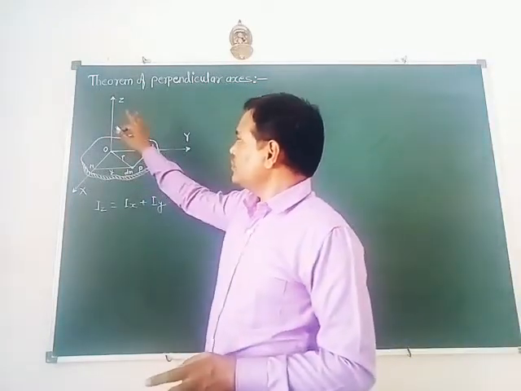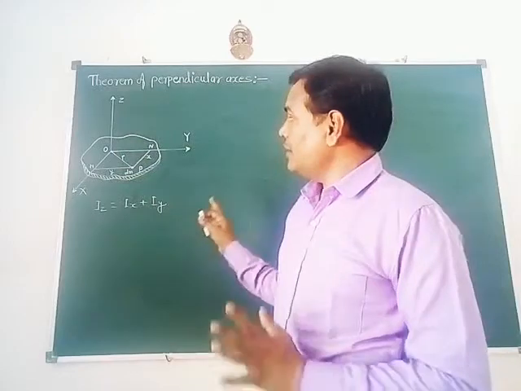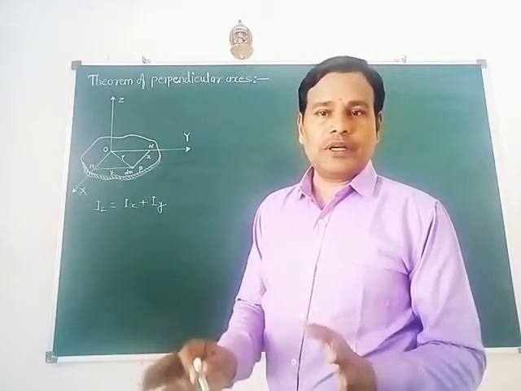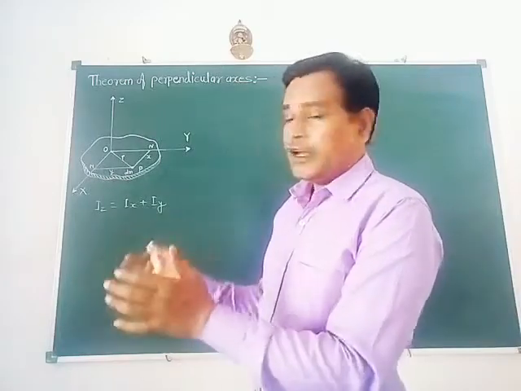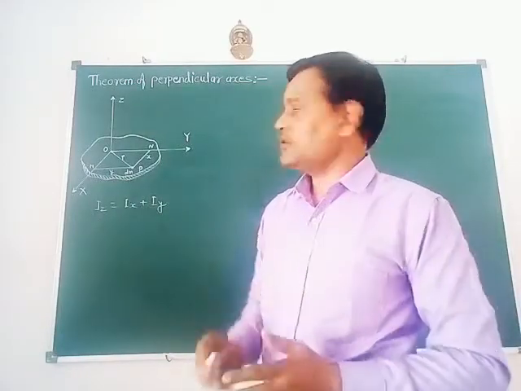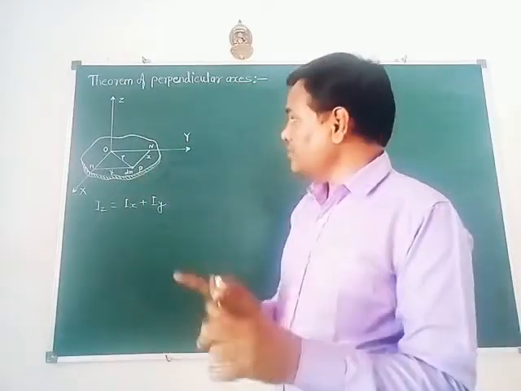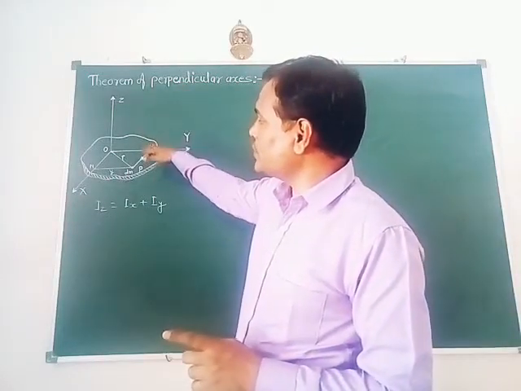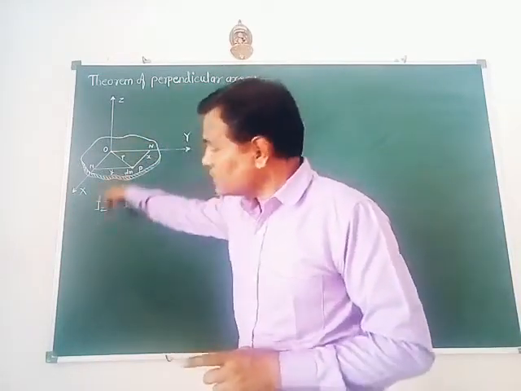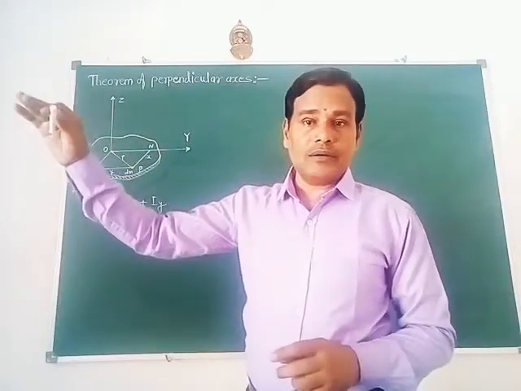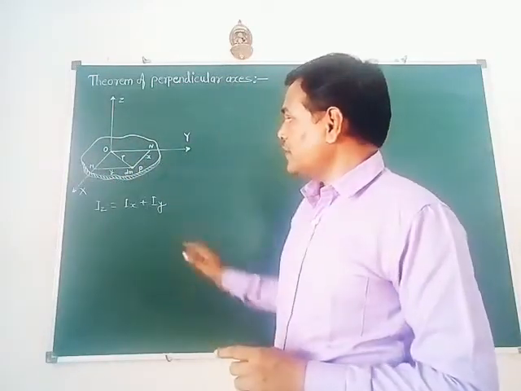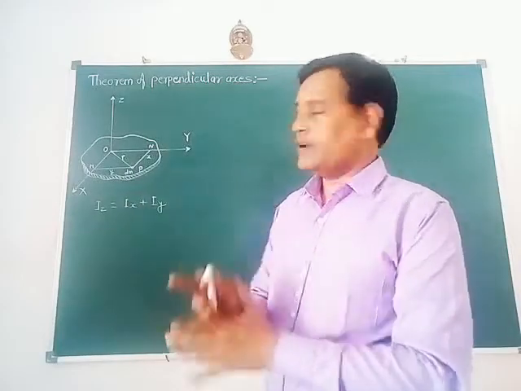So this body, this plane lamina, has three mutually perpendicular axes. They are again concurrent, means they have same common point, that is O. Again one thing, that Z axis, which is perpendicular to the plane, cuts the plane of lamina at point O, where X and Y are meeting each other. Again X and Y are in the plane of lamina.